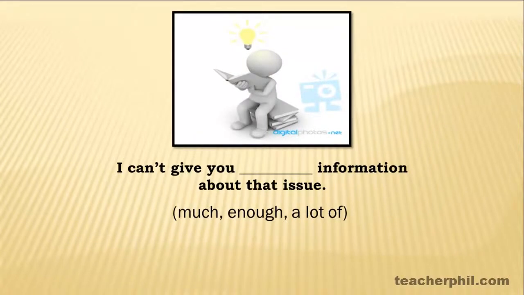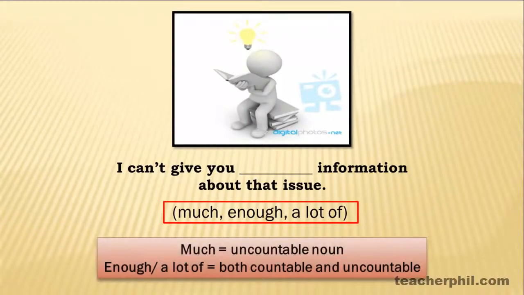The last one, I can't give you blank information about that issue. Is it much, enough, or a lot of? The correct answer is all three of them. Why? Because information is an uncountable noun. Much is used for uncountable nouns, while enough and a lot of are both used for countable and uncountable nouns. That's why all three of them can be used.